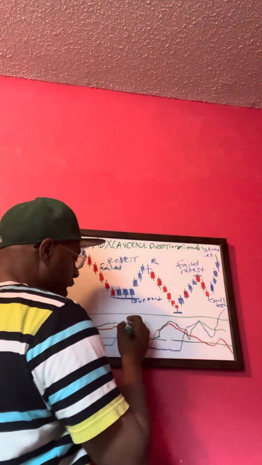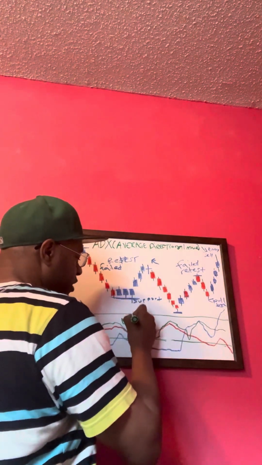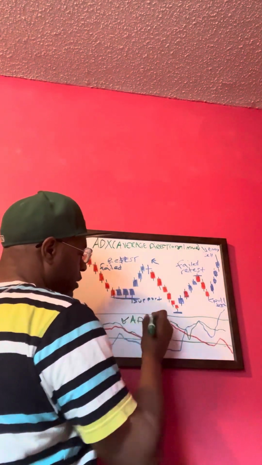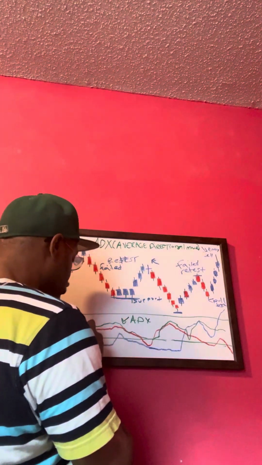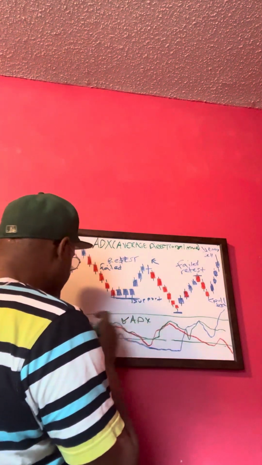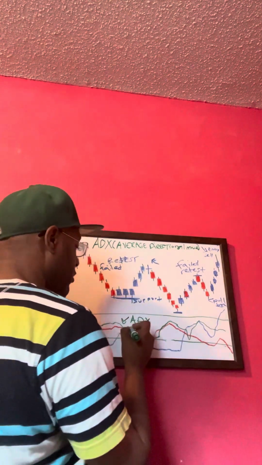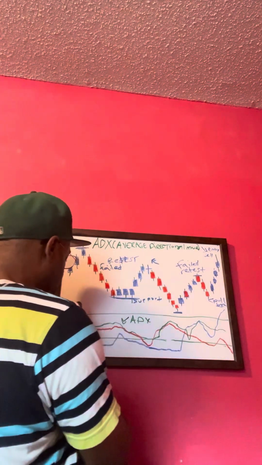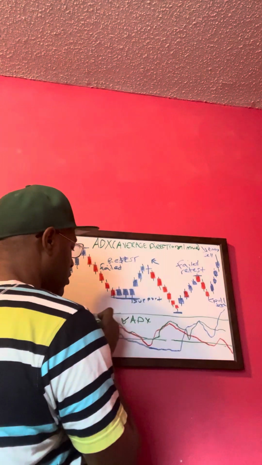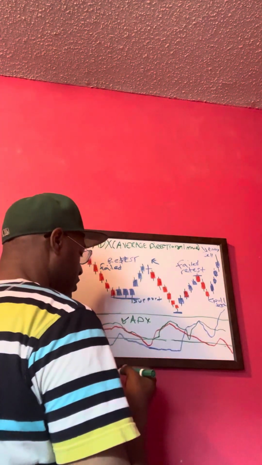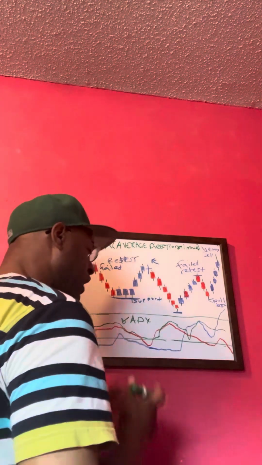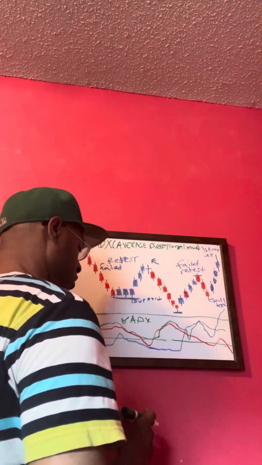Your green line is going to represent the actual ADX. Meaning, whenever you see this green line rise, approaching the 80 level, that means that the trend is strong, whatever trend, depending on which way it's going.